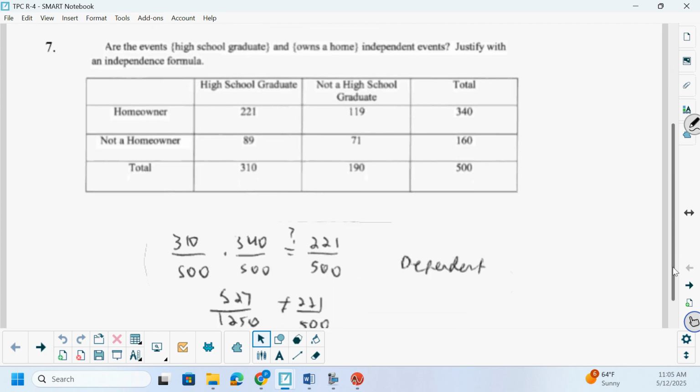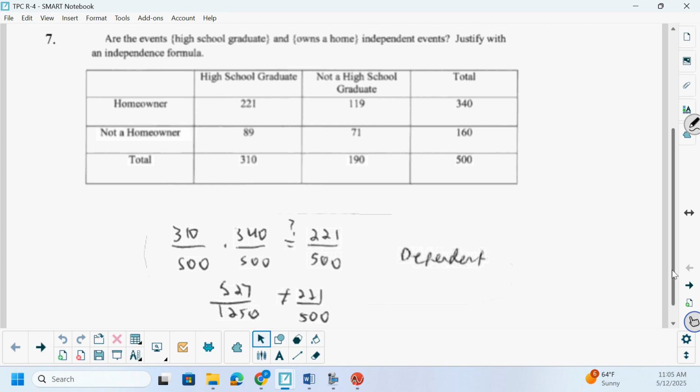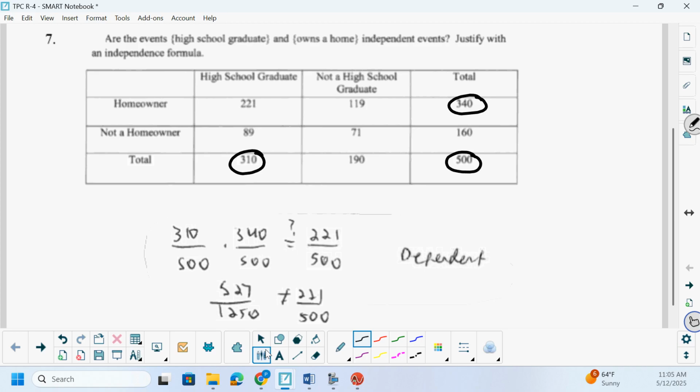So from day 3, number 7, we had an independence one. So probability of A times probability of B is equal to probability of A and B. The first thing we want is high school graduate. The only box that represents high school graduate only is the 310 over the overall total. Then look for owns a home. The only box that only represents homeowner is the 340 out of the total 500. And then the crisscross of those. If you look at the high school graduate homeowner, those crisscross at 221, so that's over on the right.